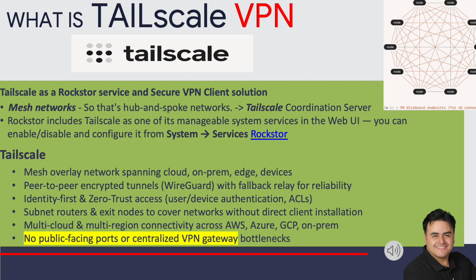We decided to integrate Tailscale as a secure VPN and mesh networking solution because it makes remote access simple and safe without opening public ports or setting up complex gateways. Rockstor includes Tailscale as a manageable system service, so we can enable and configure it right from the web interface, with peer-to-peer encrypted tunnels powered by WireGuard, zero trust access, and support for multi-cloud edge devices. Tailscale gives us seamless connectivity between our systems anywhere.